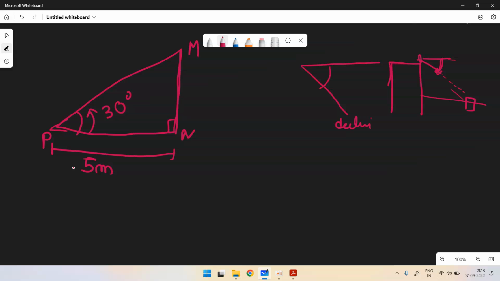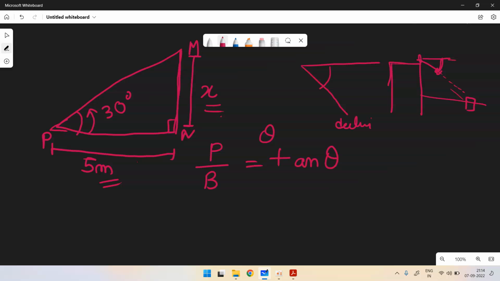So how will you calculate the height of pole MN? See, you need to calculate this. Let us take it to be x. Now you have this relation: this 5 is the base, x is the perpendicular, and this is theta. So perpendicular is unknown, base is given, and theta is given. Now you know that tan theta equals perpendicular by base.